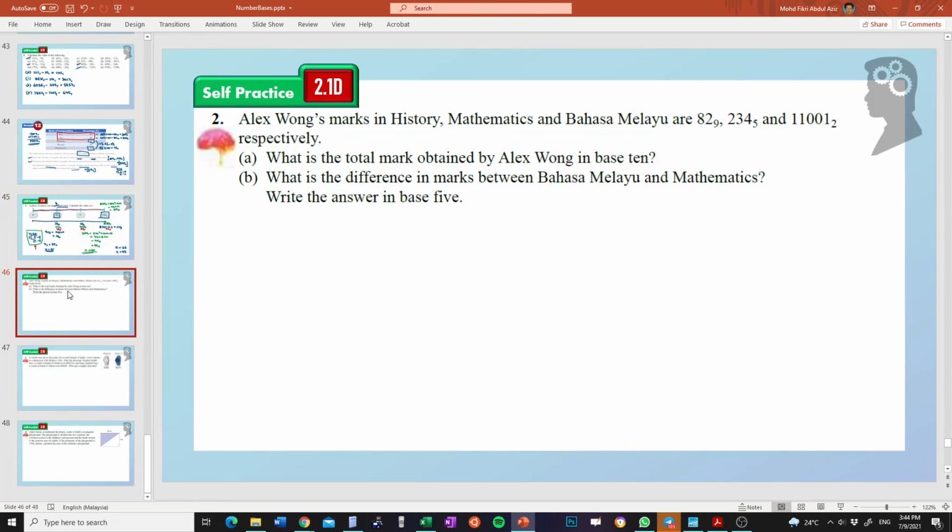Okay, next question. Alex Wong's marks in history, mathematics, bahasa Melayu are 82 base 9, 234 base 5 and 11001 base 2. Jenuh cikgu nak mengira markah. Harap-harap cikgu matematik yang kira markah ni. Okay. What is the total mark obtained by Alex in base 10? Okay, go ahead. Dia nak total mark in base 10.